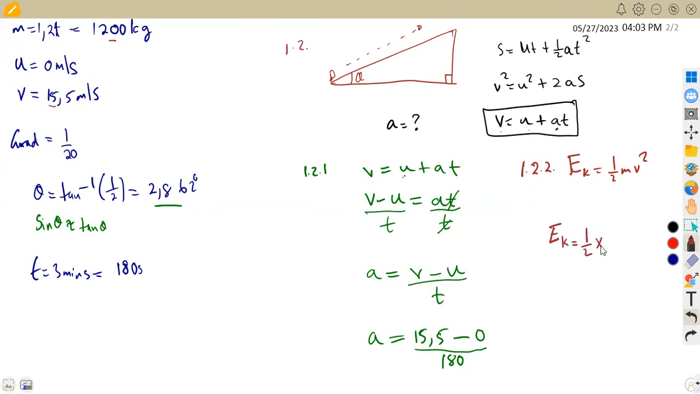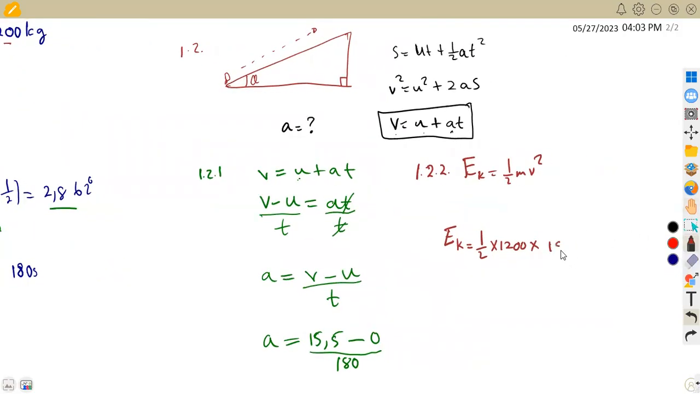So that is going to be half times the mass, which is 1,200 in kgs, times the velocity in meters per second, which is 15,5, the final velocity that you're given. So you're going to have 15,5 squared. This is V squared. So this is going to give us the kinetic energy in this case, which is going to be about 144 150 joules, which you can convert to kilojoules by dividing by 1000.